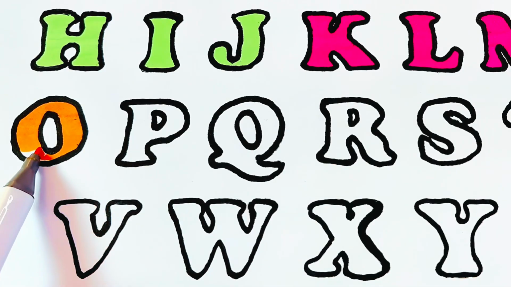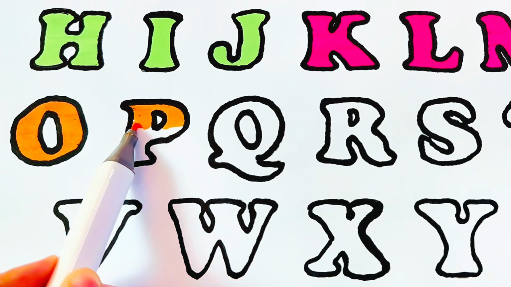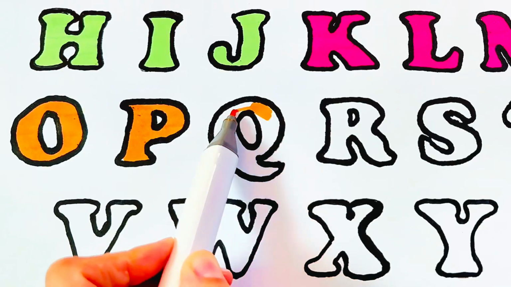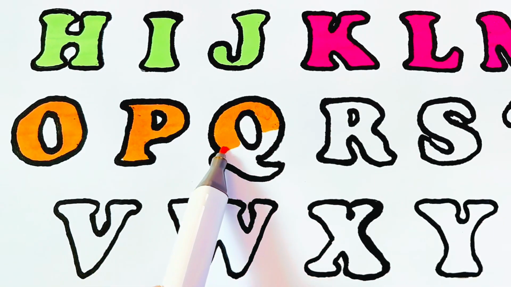Elephant. F is for friend. P is for penguin. Friend. G is for grass. Grass. Q is for queen. H is for horse. Horse.